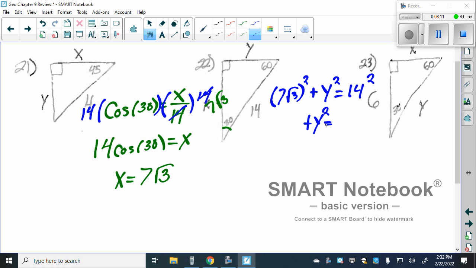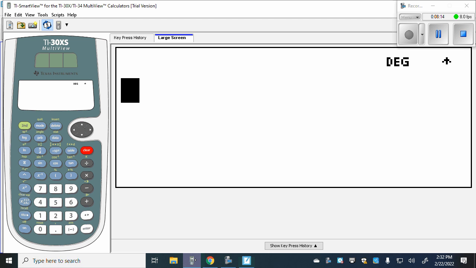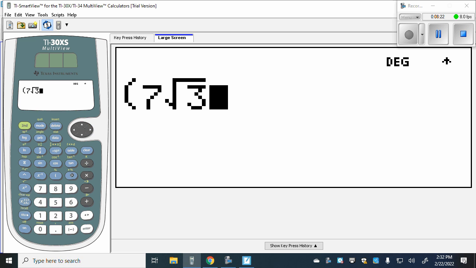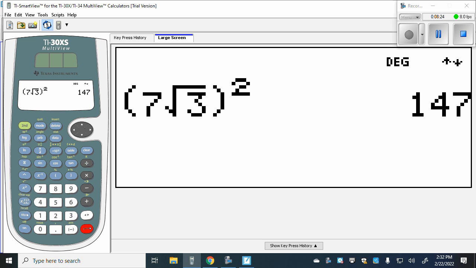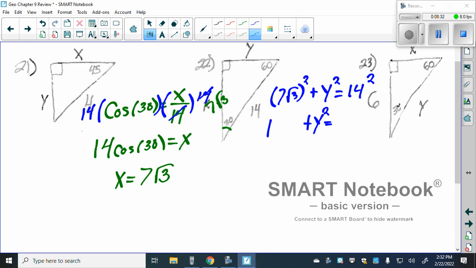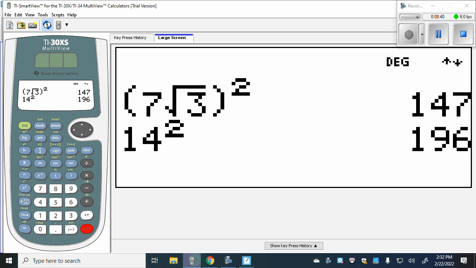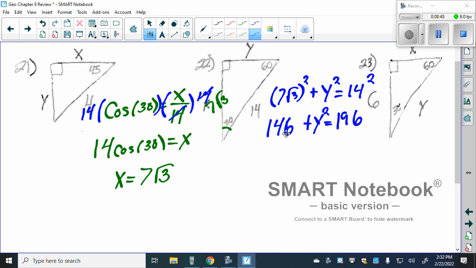Now we can do 7 square root of 3 squared, and if you type that into a calculator, you'll need the parentheses. So we can say 7 times square root of 3, squared. We get 147. We also have 14 squared, which is 196. So this should be 147.